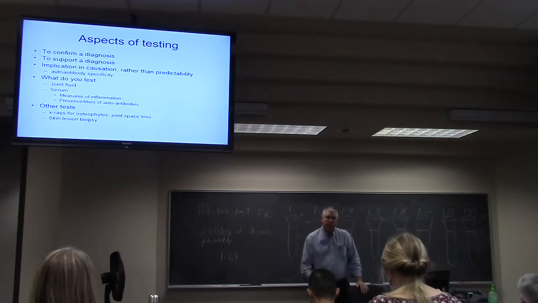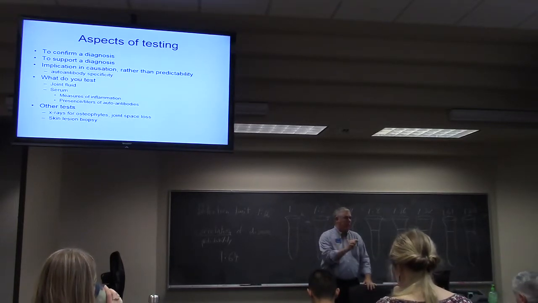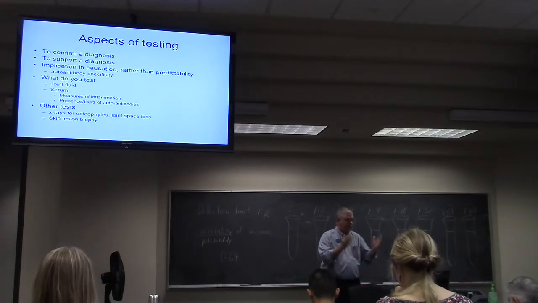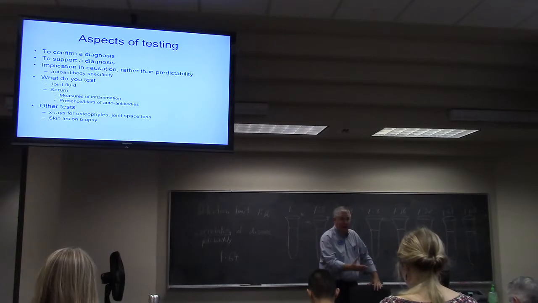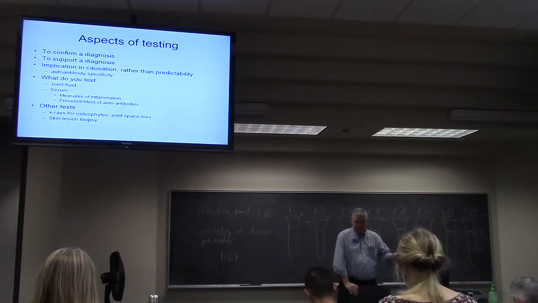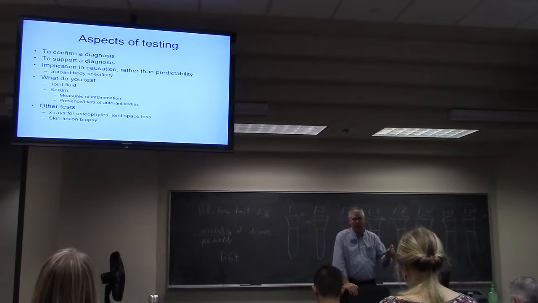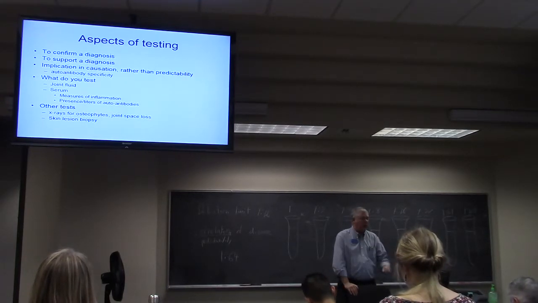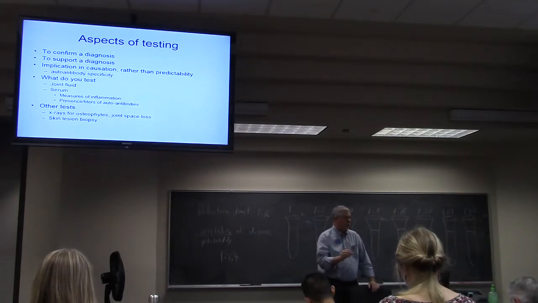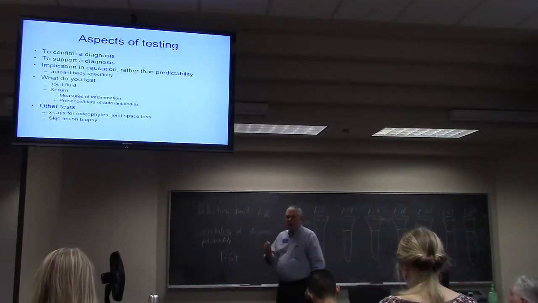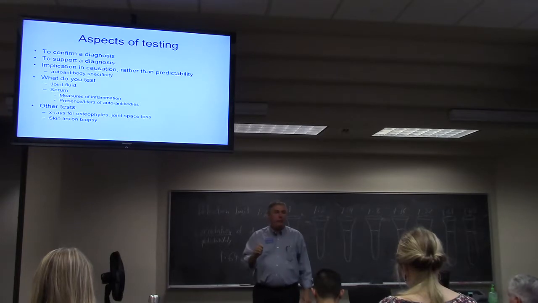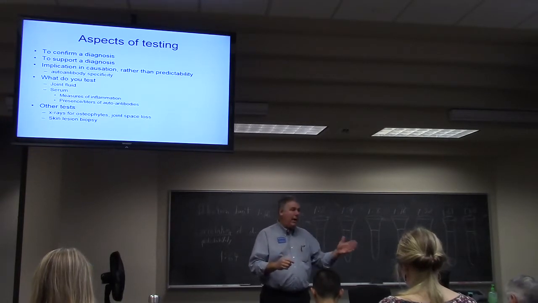Some tests will confirm the diagnosis. If it's positive, you have the diagnosis. If it's negative, you don't have that disorder. But many of the tests done in rheumatology are to support a diagnosis. They're not causation, they're predictability. Causation would be if you had this positive lab test, then you have that disease.